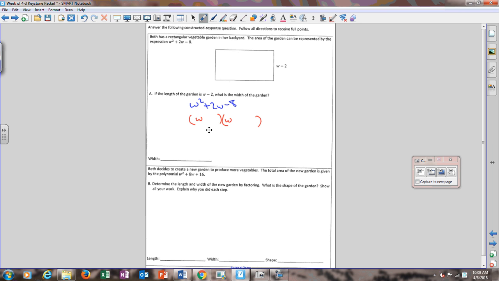It's going to be W and W. And then what multiplies to give us negative 8. Well, if this is a negative, it means that one of them has to be plus and one has to be minus. And then what multiplies to give you 8 and combines together to give you 2. It would have to be a positive 4 and a minus 2. And we already knew that W minus 2 was one of the factors, so you would have just known that this had to be a plus 4. So your width would be W plus 4. That's based off of the equation area equals length times width.